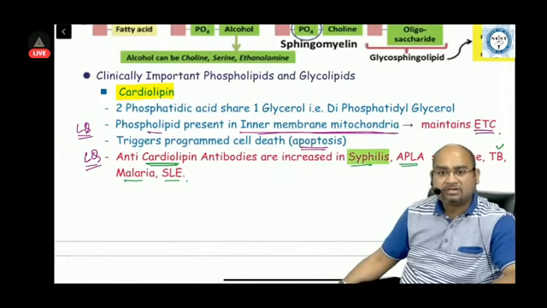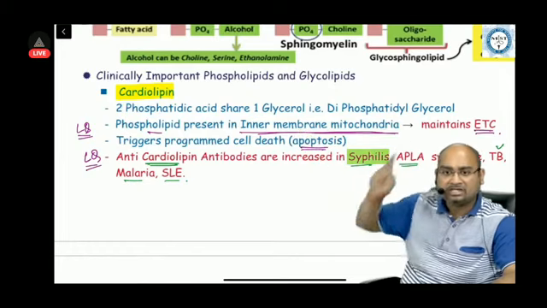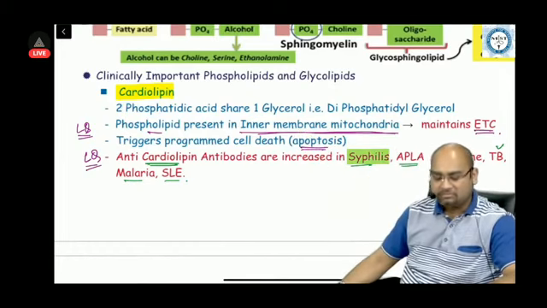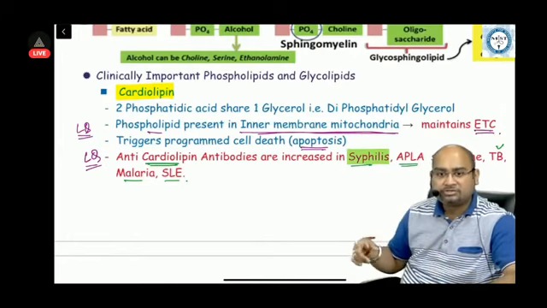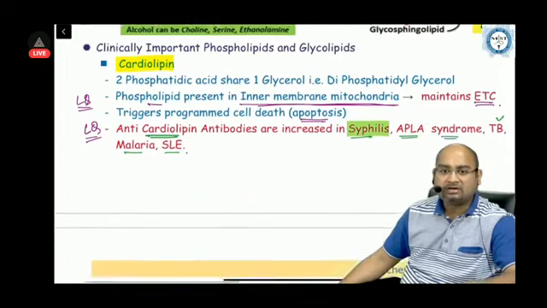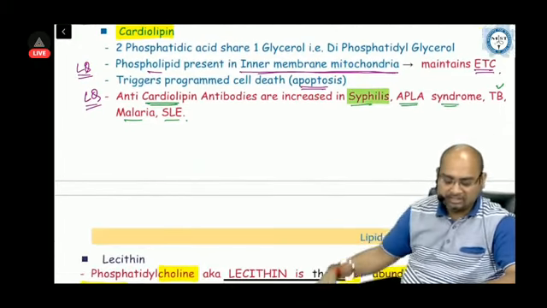One-liner questions from this phospholipid topic, beta. Cardiolipin, please remember, is present in the inner membrane of mitochondria and maintains the electron transport chain. In some disorders, antibodies might be produced against this body's own phospholipid, called anti-cardiolipin antibodies, like in syphilis, APLA syndrome, TB, malaria, and SLE.